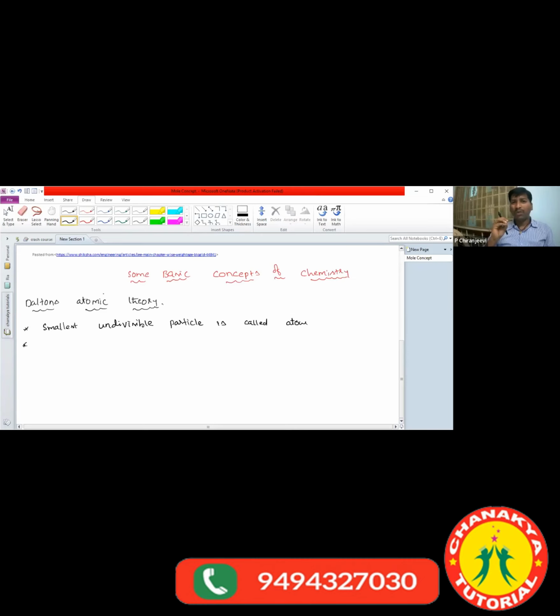Based on this, what are the drawbacks of Dalton's atomic theory? First of all, Dalton failed to explain the structure of the atom and the subatomic particles present in an atom. Another failure: he failed to explain how atoms combine together to form a molecule.